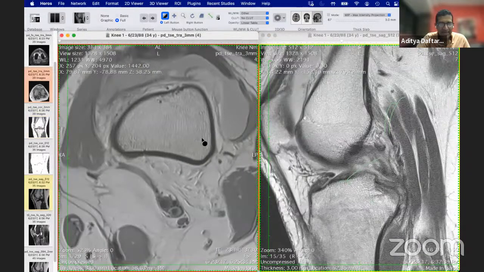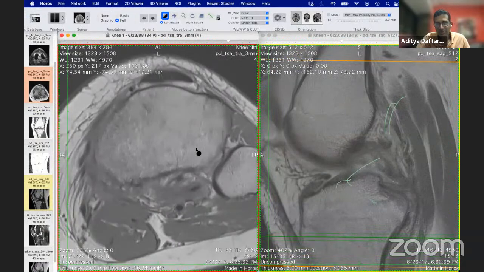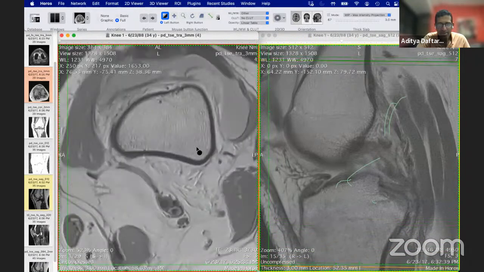If you go towards these axial images and you come down here, somebody seems to have their mic and everything on, but hopefully it's not disturbing anybody else.